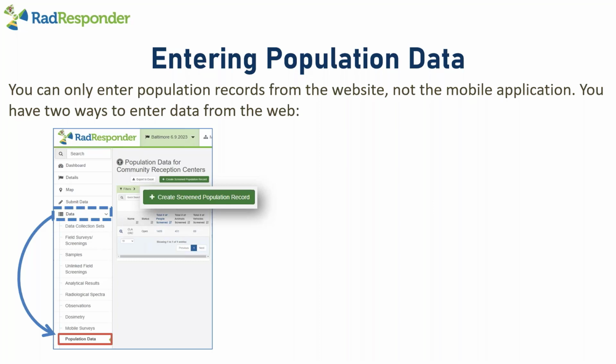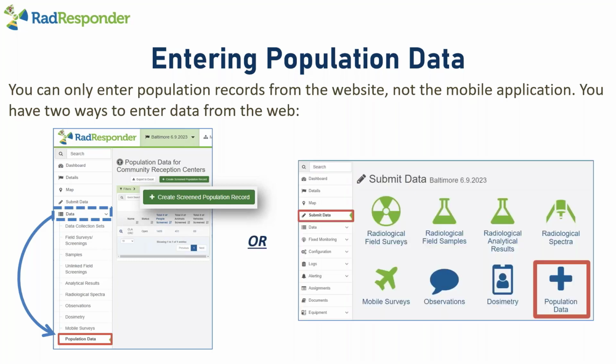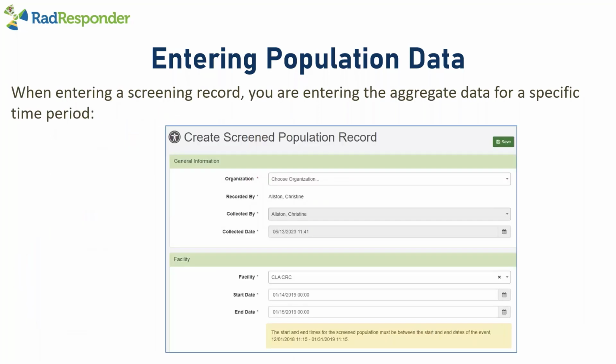So from your event space, you can expand the Data tab on the left-hand side and select Population Data. From here, you'll see a list of all the data that's already been collected and this green button to create a record. Or you can go to the Submit Data page within the event space and click on the Population Data icon. Both ways are going to bring you to the Create Screened Population Record form.